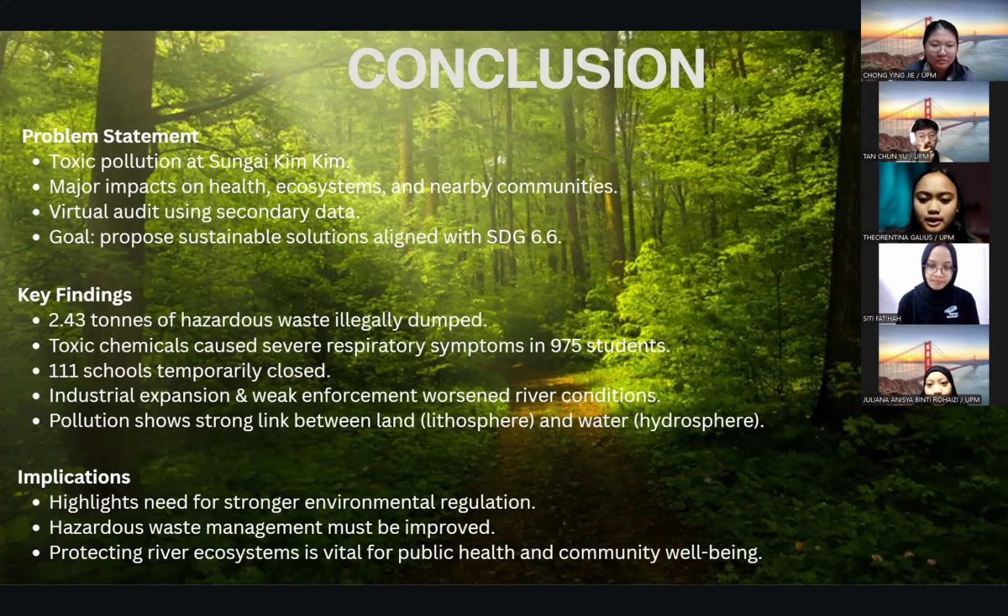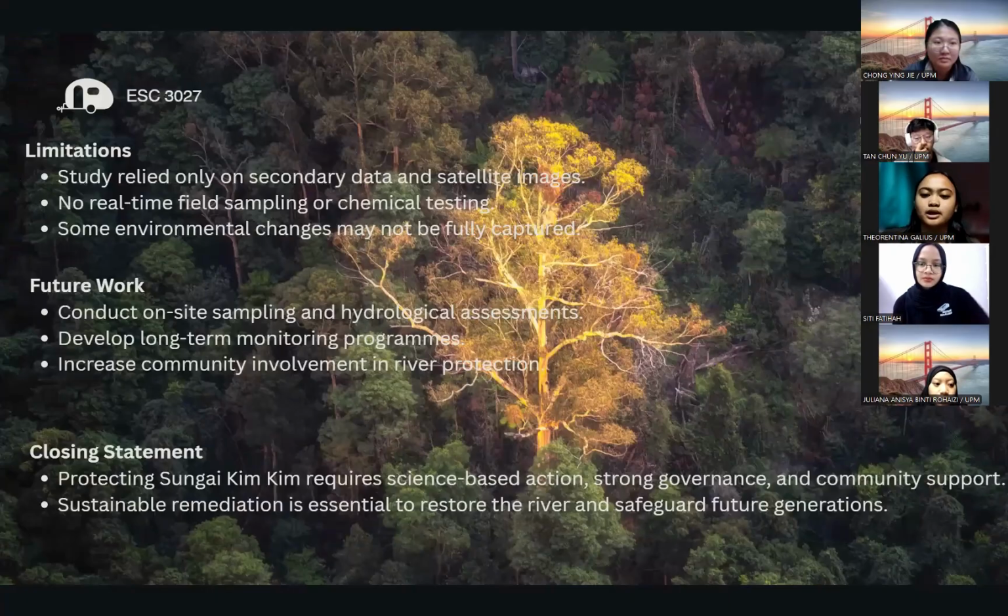For the implication, these results show that we urgently need stronger environmental governance. Better regulation, monitoring, and enforcement are necessary to protect communities and ensure healthier river system. The limitation, our study relied on secondary data instead of direct field measurements, so we could not confirm real-time water quality or exact contamination level. For our future work, upcoming studies should include field sampling, hydrological monitoring, and sediment testing. Community involvement and long-term monitoring program are also important.